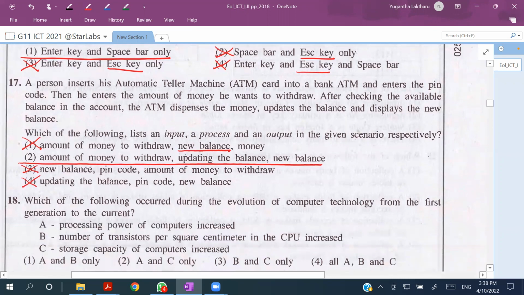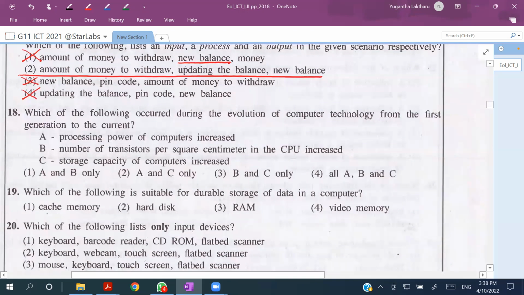Right, so amount of money to withdraw is an input, updating the balance is a process, new balance is an output. 18, which of the following occurred during the evolution of computer technology from the first generation to the current, that means the fifth one, the one that we are using today.